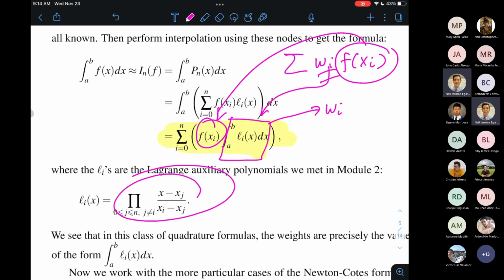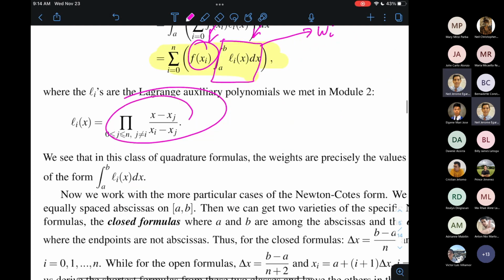All right? So actually, pwede ko na nga tapusin dito yung lecture eh. Kasi yun lang talaga yon. Ang weights nito ay yung integral ng Lagrange basis polynomial. At kung hindi ko naman ipapakompute yung weights, diretso ka na eh. Kunin mo lang yung interpolating polynomial mula sa chapter 1 program natin, i-integrate mo lang siya, and there we go. That's your Newton-Cotes quadrature estimate. Okay? But of course, let's look at some specific cases.